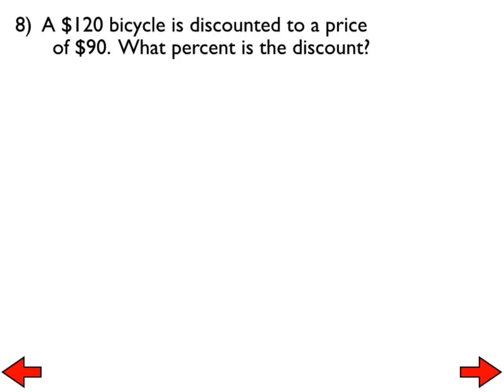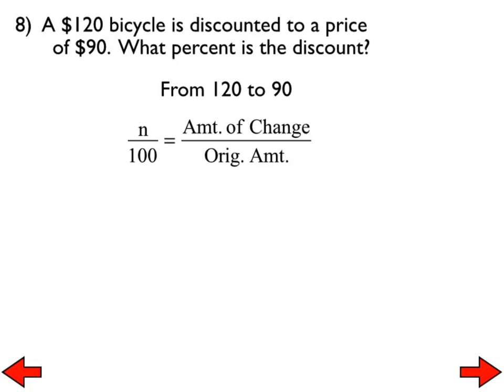Here's how we should end up with that. Our original amount for the bicycle was $120. It dropped in price to $90. So that means it changed $30. And once again, the original amount was $120. And for now, I believe the 8th time today, and probably about the 150th time over the last month, I would reduce that fraction that's there if I can.